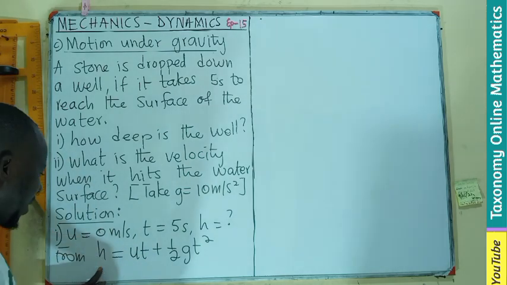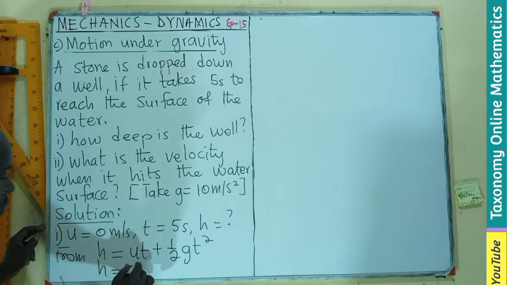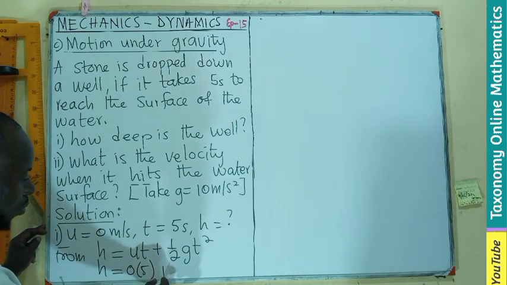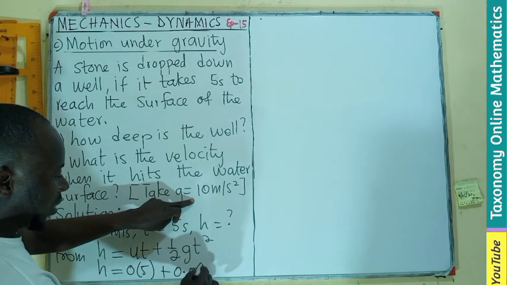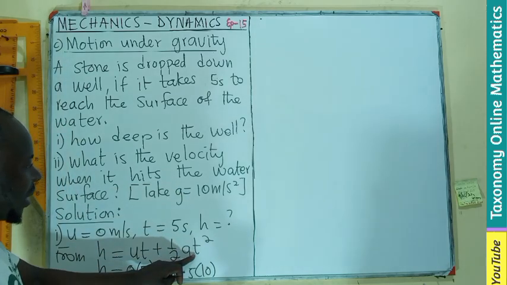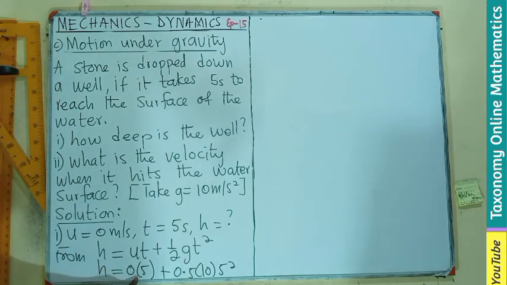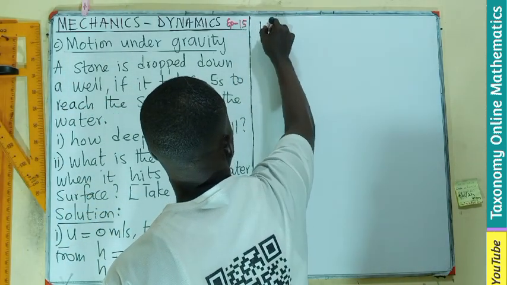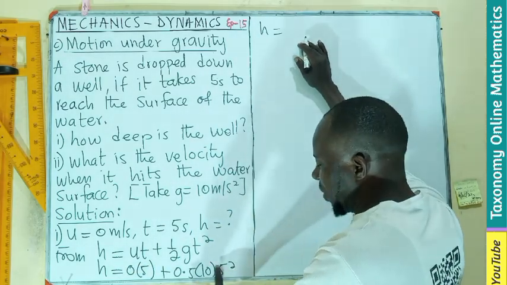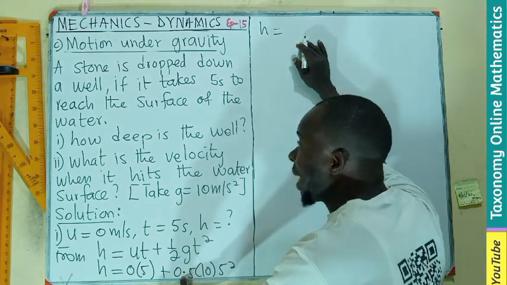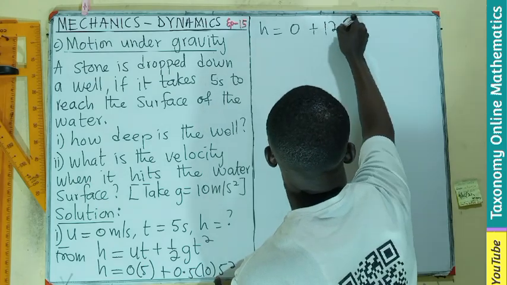By substitution, h equals initial velocity 0 times the time of 5, plus 0.5, the half, multiplying the gravity, which is 10, multiplying the time, which is 5 squared. So the first part is going to be 0. Then 5 squared is 25, 25 times 10 is 250, 250 times half is 125. So 0 plus 125 gives 125.